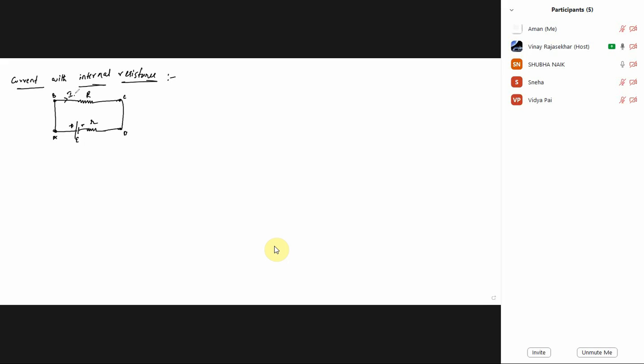Series. In series. Then can you tell me what is the effective resistance? Capital R plus small r. Very good, capital R plus small r. Then apply Ohm's law. So what does Ohm's law mean? Ohm's law is V equal to IR.